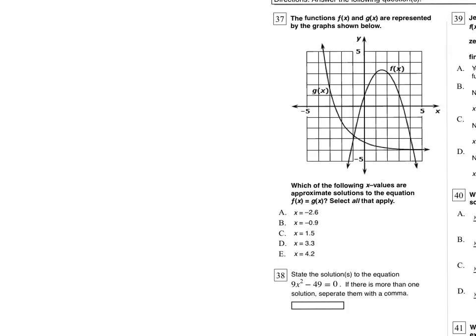All right, next up 37. So this one, they want to see where f of x equals g of x and select all that apply. So I'd say that's here and here. So this one looks like about negative 0.9. And then the next one's about 4.2.